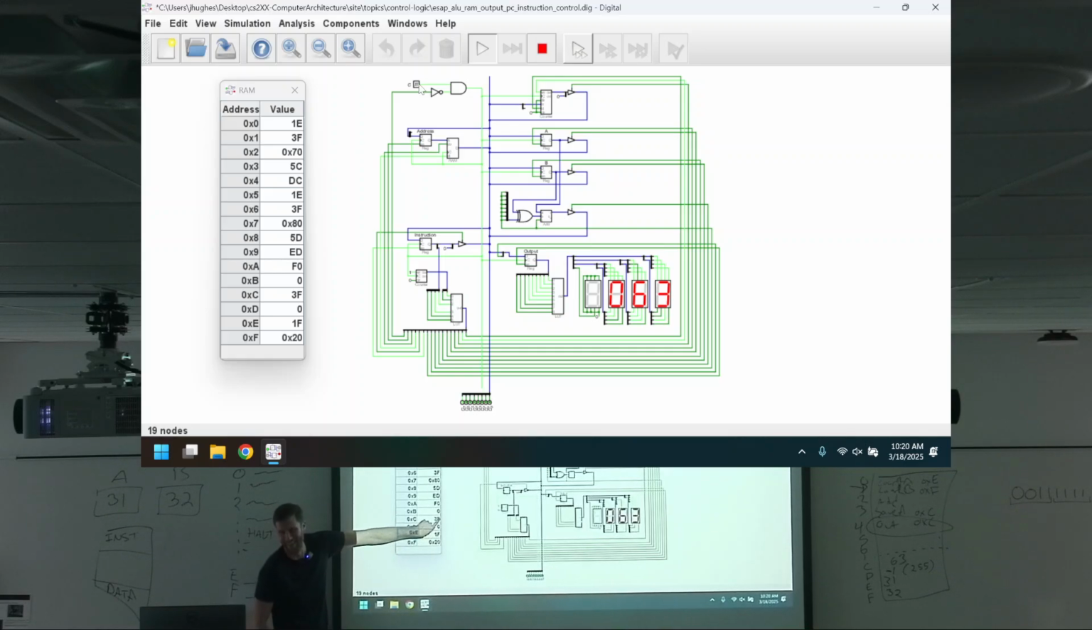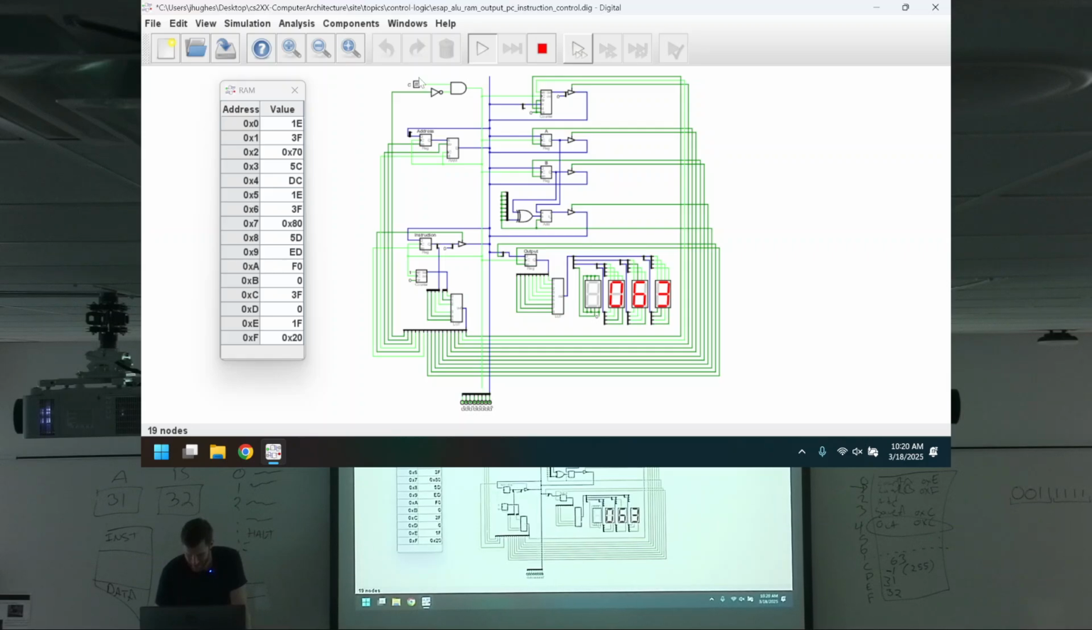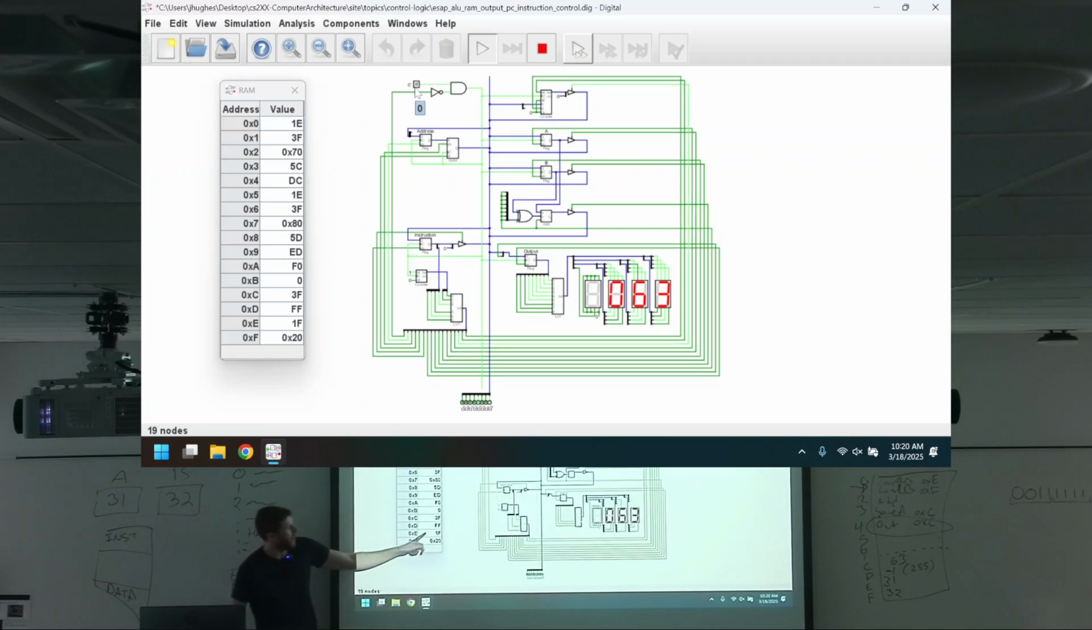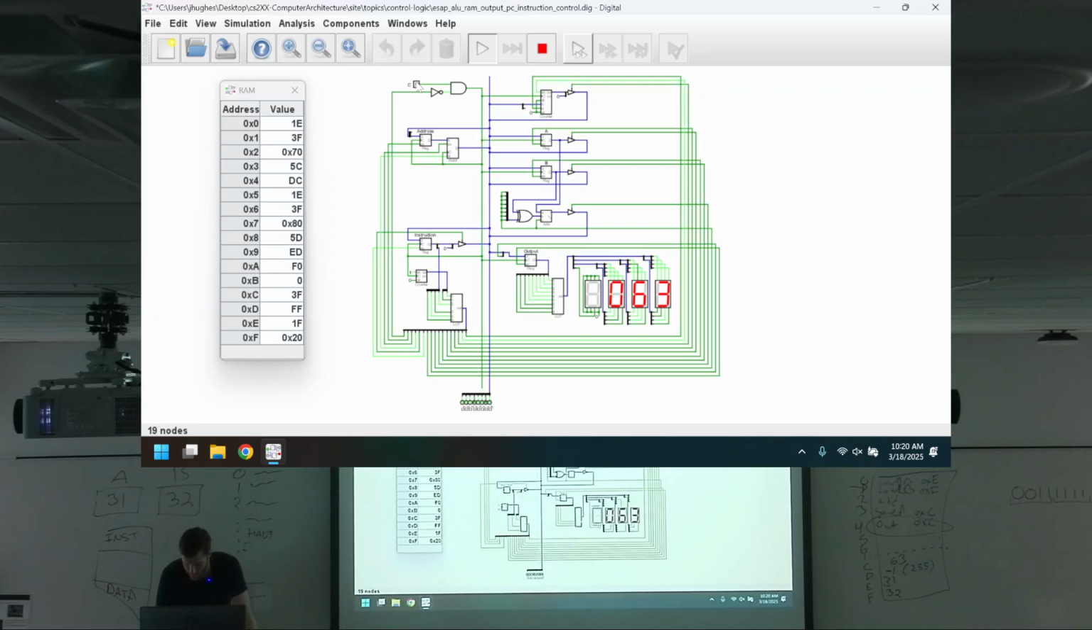And look. It's there now. FF is there, that's -1. And you're like, why is 63 still there? Because we haven't run the instruction, this one, yet. -1. And halt, clock does nothing now. Right?